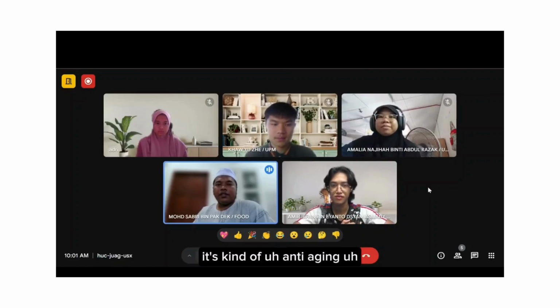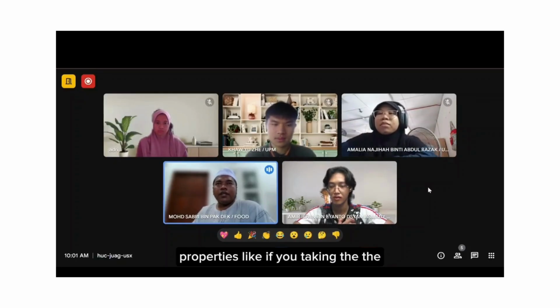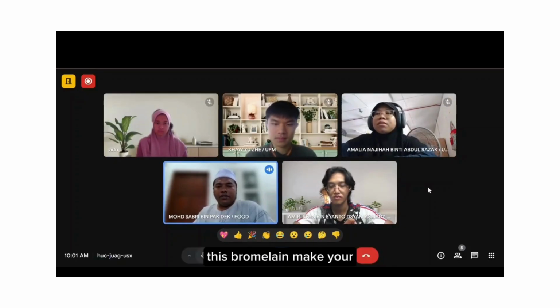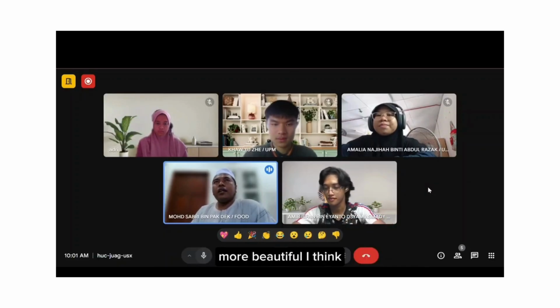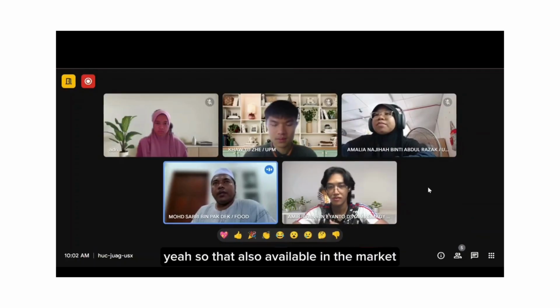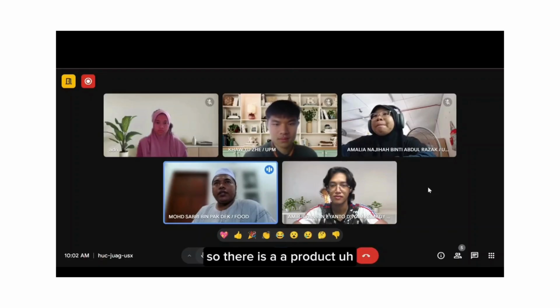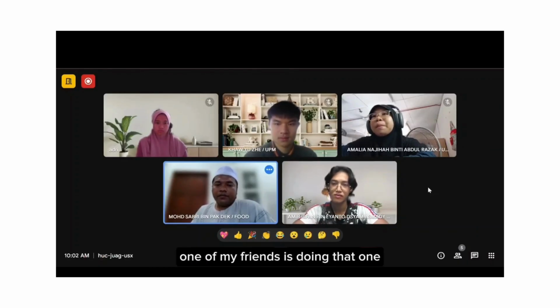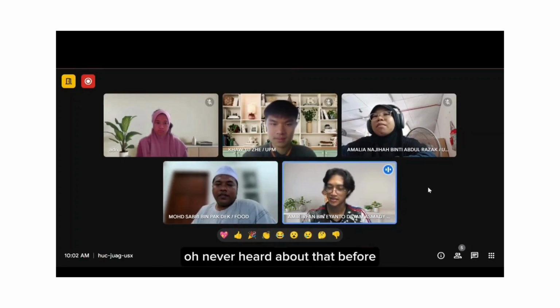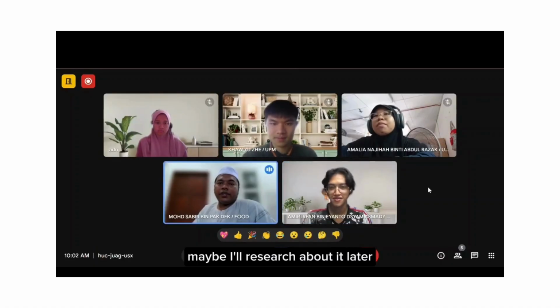It's kind of an anti-aging property, right? If you take this bromelain, it makes your skin become younger or more beautiful, I think. Yeah. So they're also available in the market. If you have heard the name Ananas Queen, so there is a product. Actually, it's a research product by University Technology Malaysia. One of my friends is doing that one. Oh, never heard about that before. Maybe I will research about it later.